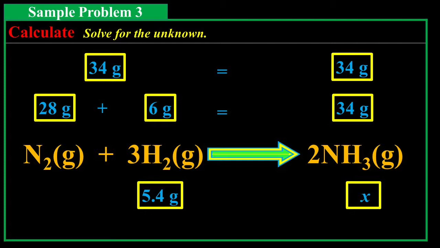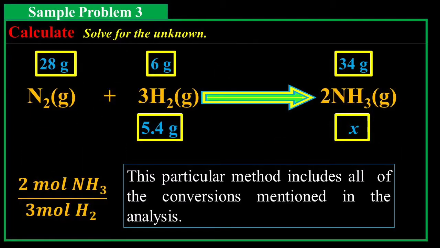I'm saying the stoichiometric masses are 28 grams, 6 grams, 34 grams. As soon as you get a stoichiometric equation, right off the bat, you write in the masses. And we see they're equal: 34 grams on the left, 34 grams on the right. That's conservation of mass. So you put 5.4 grams underneath the hydrogen and X underneath the ammonia, and you're ready to rock and roll.